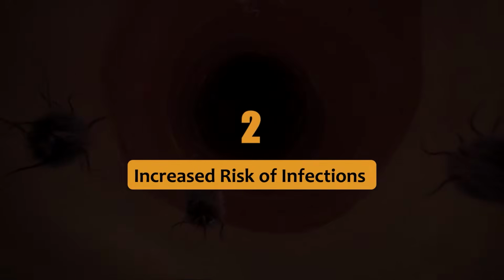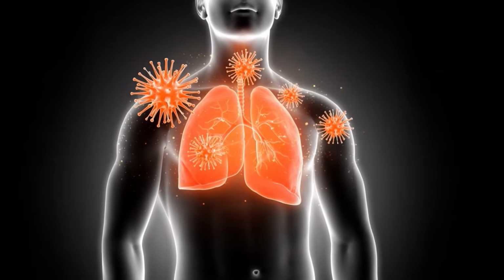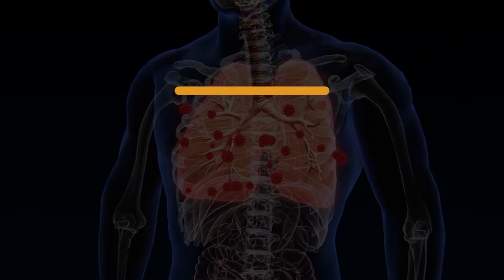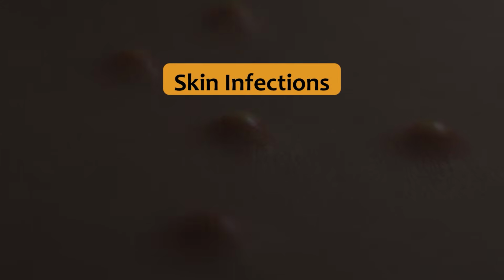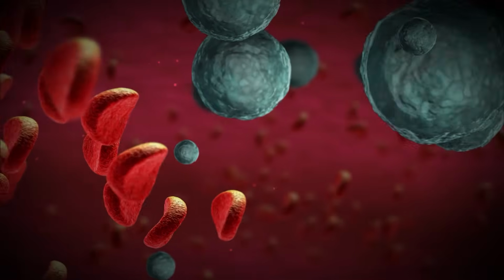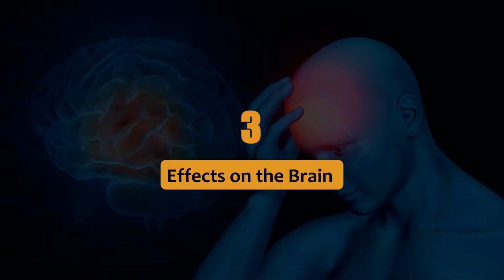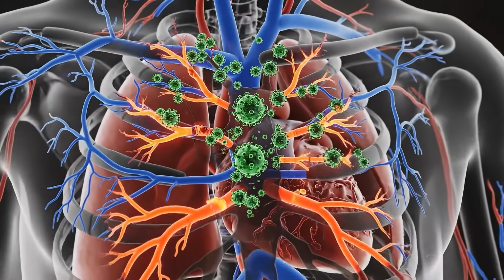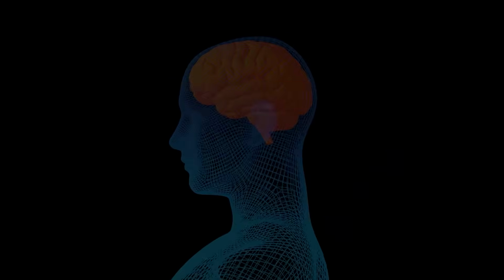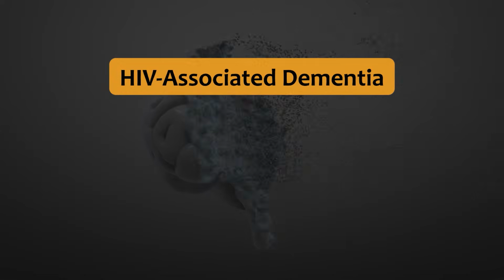2. Increased risk of infections. People with untreated HIV frequently get tuberculosis, pneumonia, fungal infections, skin infections, viral infections. These are called opportunistic infections. 3. Effects on the brain. HIV can also affect the nervous system. This may lead to memory problems, difficulty concentrating, depression, HIV-associated dementia.